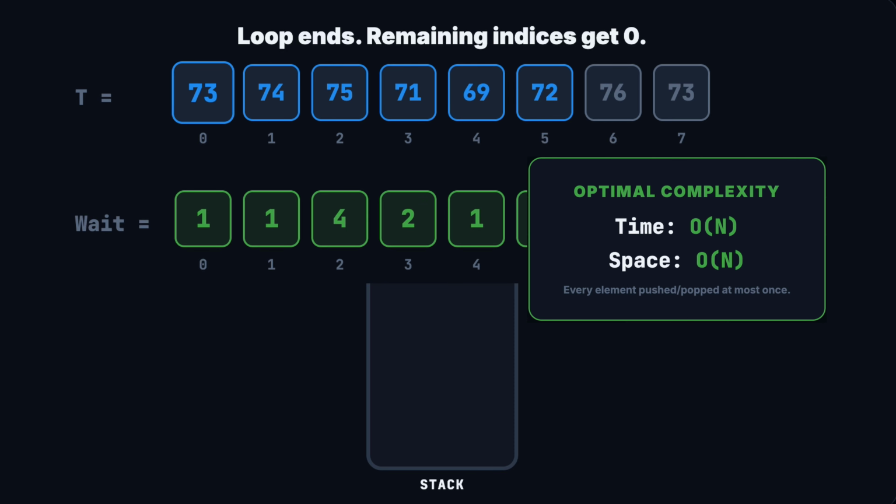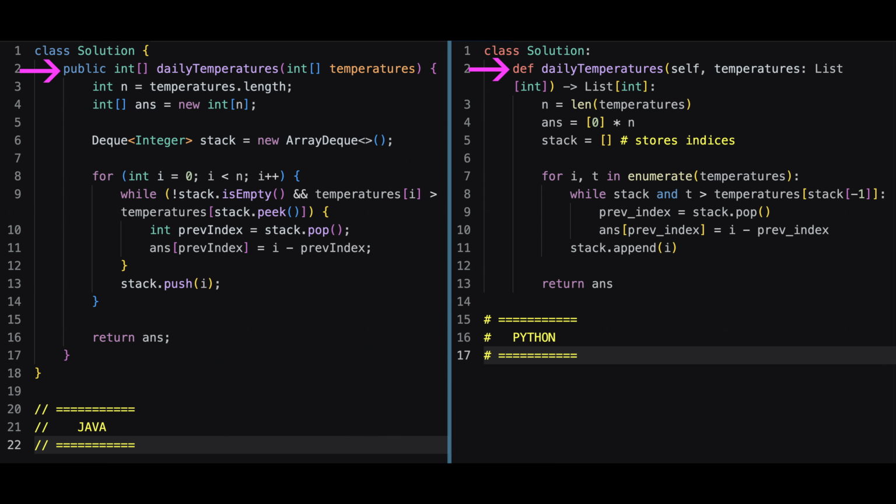Now, the time complexity of this approach is O of n, where n is the number of elements in the daily temperatures array, as every element touches the stack at most once: one push, one pop, that's it. And the space is O of n as we are storing the elements on the stack. Now, let's go through the code with Java on the left and Python on the right.